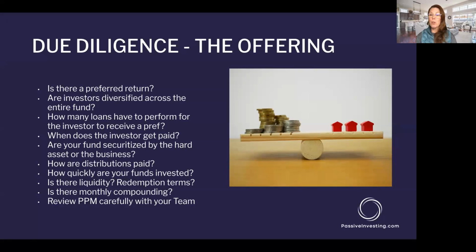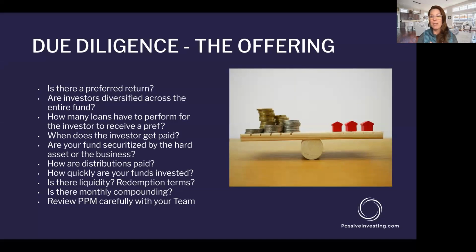How are distributions paid? Are they paid monthly? Quarterly? Are they stable, fixed payouts, or is there some other type of payment structure? How quickly are your funds invested? Sometimes you invest into a deal and then your funds aren't deployed. Maybe the operator has 4 to 6 months to deploy your capital. In debt funds, we want to see that deployment down to 6 weeks or less.